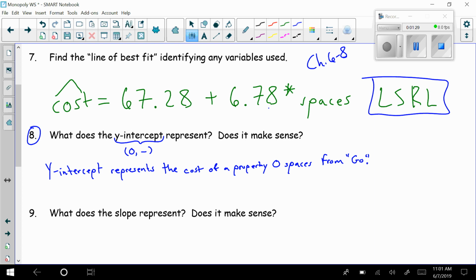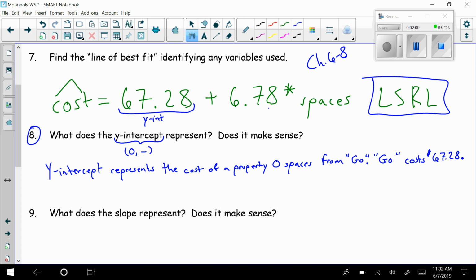So it basically means go, right? The space go costs $67.28. I realize that there's no decimals in Monopoly, we don't do cents and things, but this right here is the y-intercept. Go costs $67.28, and that's the interpretation. No mistake be made about it. That is an absolutely 100% correct way to interpret that.